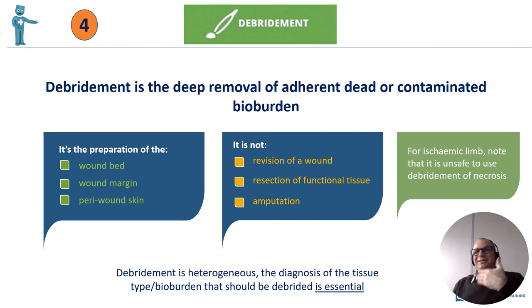So the deep removal of these non-viable tissue, the removal of all the material which is in there. Try to think, for example, if you have a patient that comes into the ER after a road traffic accident, they might have grit and asphalt from the road itself, or glass if we're talking about an industrial accident. So basically what we need to do is clear that.